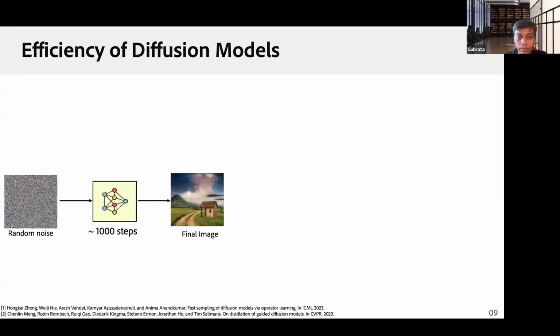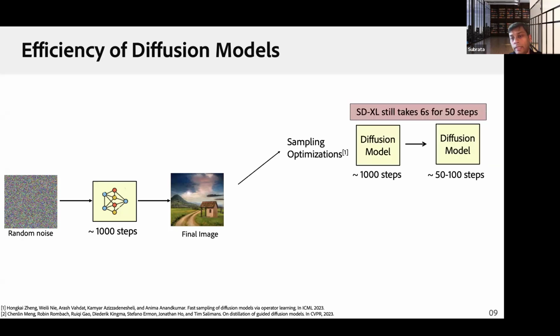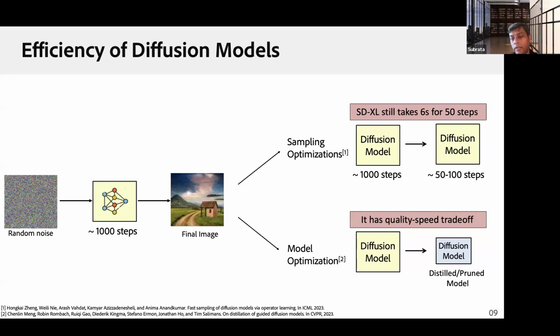Just to explain again, a diffusion model takes random Gaussian noise and passes it through a deep neural network that iteratively denoises it and makes a final image. As I said, there are two classes of techniques. One is sampling optimization, which reduces the original 1,000 steps into a much smaller number of steps through a lot of optimization. The numbers that I had shown before, that SDXL takes 6 seconds on an A100, are after all these optimizations were done, and it still takes 6 seconds on an A100. The other, as I mentioned, is the traditional techniques of distillation and pruning to make a smaller model out of this large model. Often this smaller model loses certain quality, but it is faster.